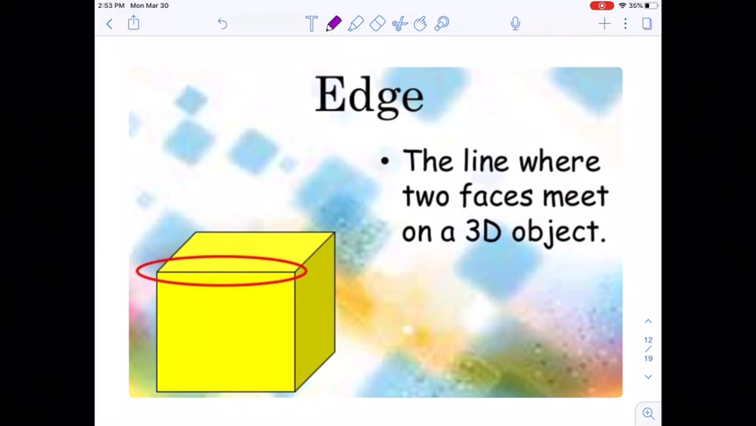We need to learn about edges. Now we have to be super careful here because when we were talking about two-dimensional figures like squares and rectangles, we called those sides. And in 3D figures, they're called edges. And that's just this line where the two faces meet. So this is called an edge.